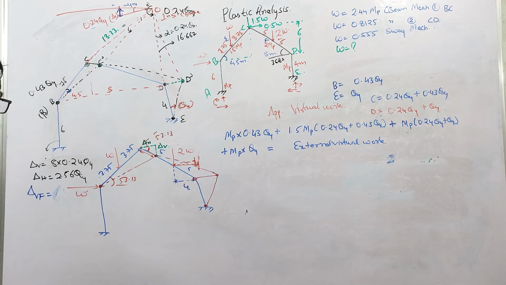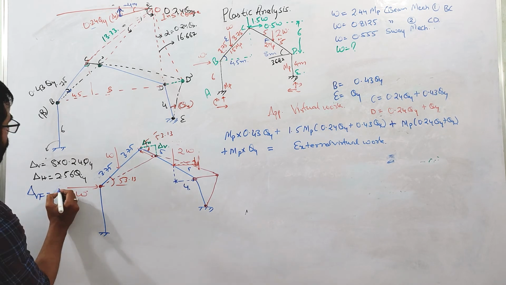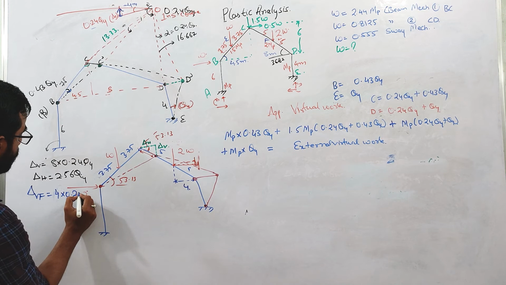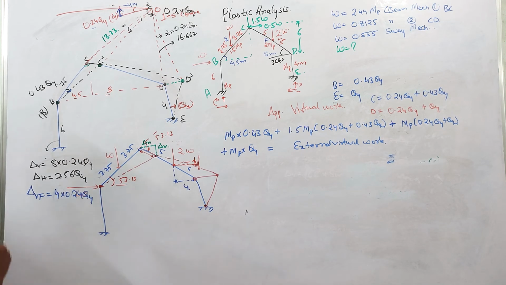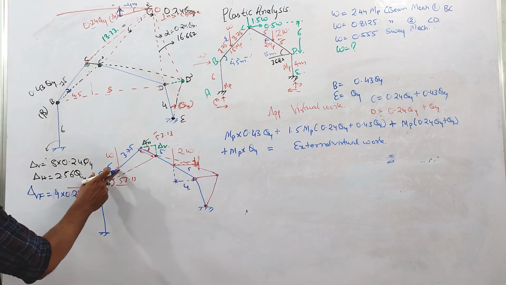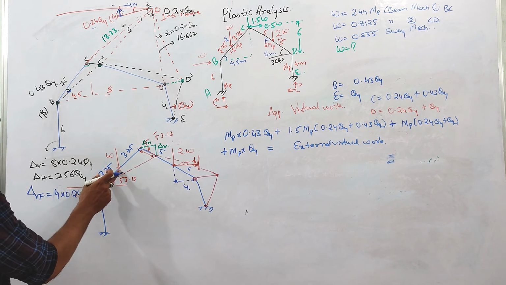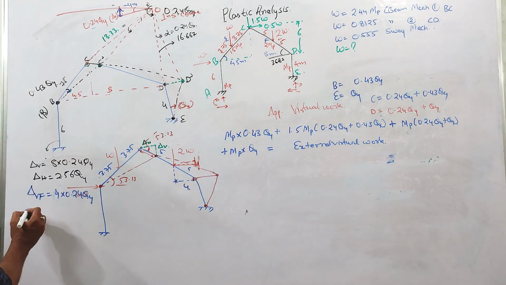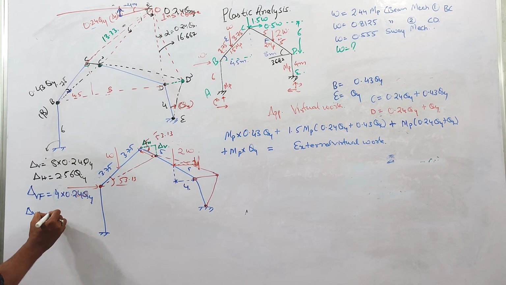So delta VF will be equal to 4 into 0.24 theta 4. Now again I need to calculate what will be the deflection under this point load. Under this point load, this is delta VE.